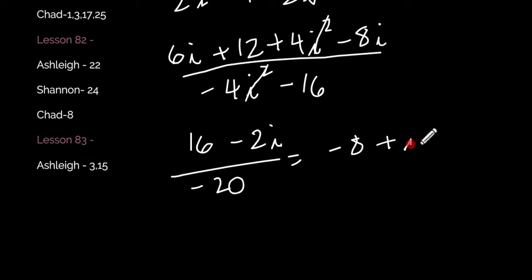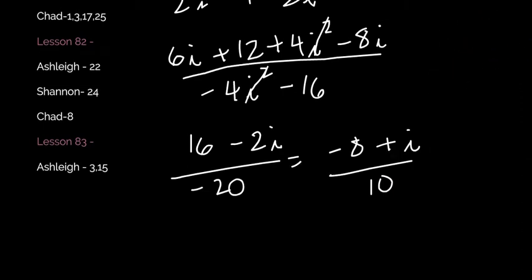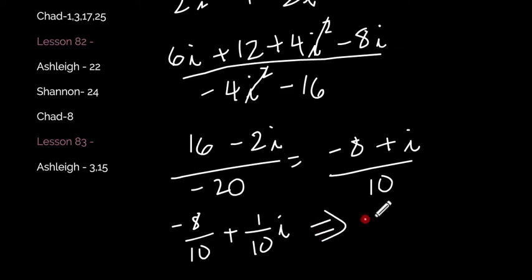Plus i, all over 10. And now you can simplify just a little bit further if your answer is like, whoa, I had that, but it's not what's in the back of the book. They separated it into negative 8 over 10 plus 1/10 i. And then they took it even a step further. They reduced this, which you need to do, and you get negative 4/5 plus 1/10 i. That was your i problem.